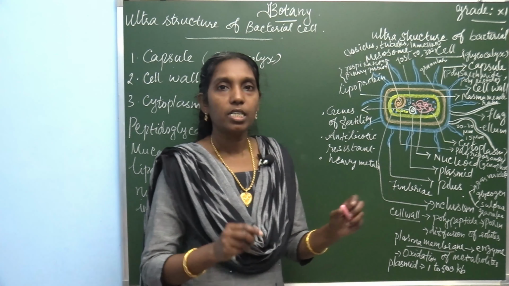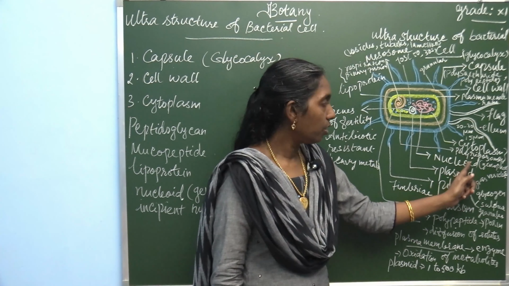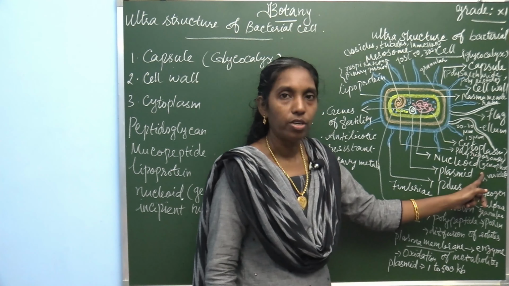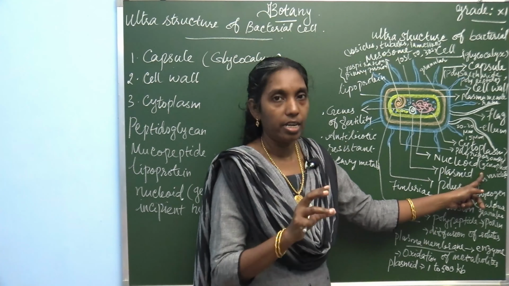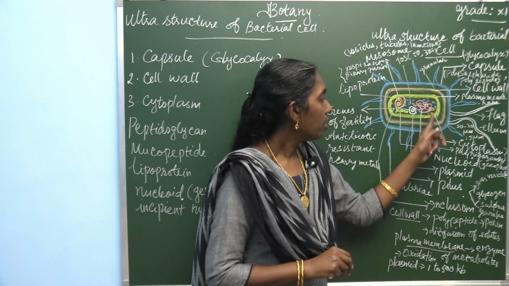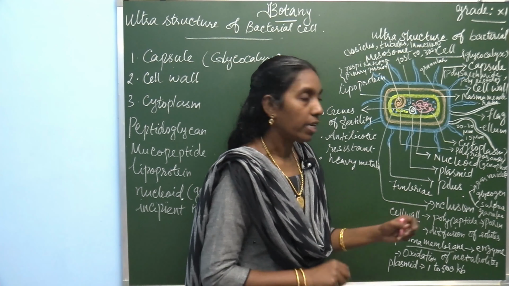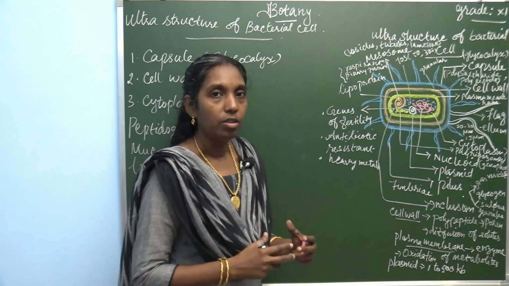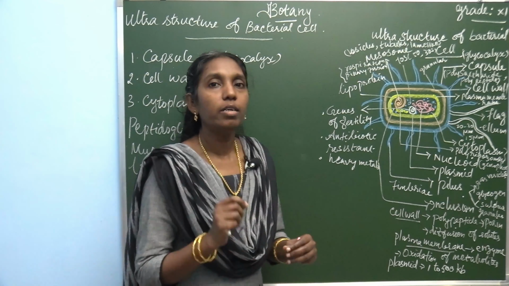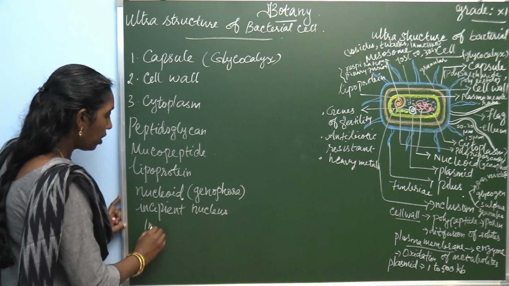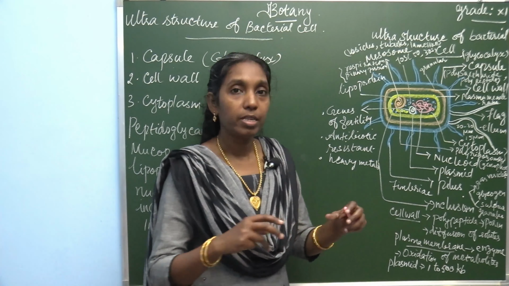This genetic material is single stranded DNA. In bacterial genetic material, that is this nucleoid or genophore, it is ssDNA, single stranded circular DNA. In Escherichia coli, E. coli, when this nucleoid material is uncoiled, it measures 1 millimeter in length.